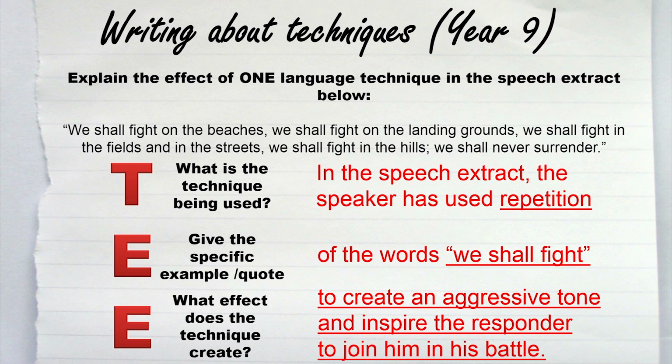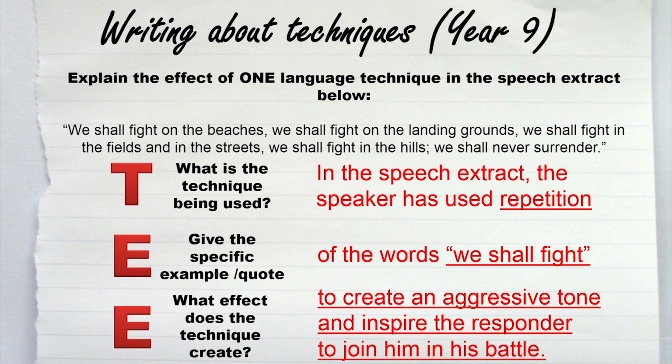Repeating that word "fight" is an aggressive tone. It gives you an aggressive feeling behind what's going on. And it's kind of inspiring. It's meant to get us to join. It's meant to get us to rise up and join the battle with him. So we've used each one of these. We've used T, E, and E, and we've answered this question at a Year 9 level really well.